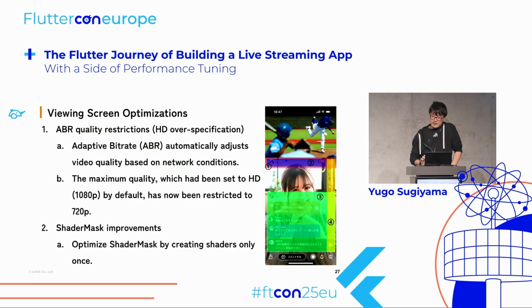The second optimization is reviewing the use of the shader mask. In the comment list, shown in the green area of number 3 of the image on the right, we use the shader mask for visibility. In the original implementation, createShader was being called every time the widget rebuilt. Since shader creation is not cheap, we changed it so that the shader is generated only once, right after the screen is opened.